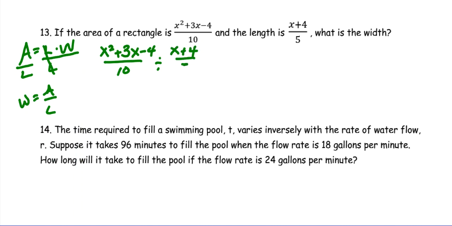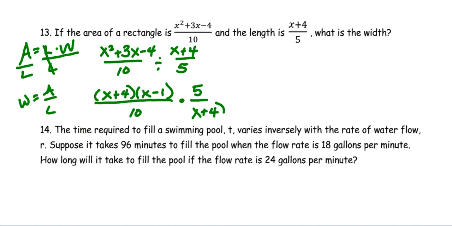So I'm going to do the area, x squared plus 3x minus 4 over 10, divided by the length, x plus 4 over 5. Now I'm going to factor the numerator here, so I need two numbers that multiply to -4 and add to 3. So those numbers would be 4 and -1. I'm going to change division to multiply and flip this fraction, 5 over x plus 4. And then remember that when you multiply, you have one big fraction, so you can cancel the x plus 4, and then 5 over 10 simplifies to 1/2. So in the numerator, I have x minus 1 times 1, which is the same, and then I have over 2.